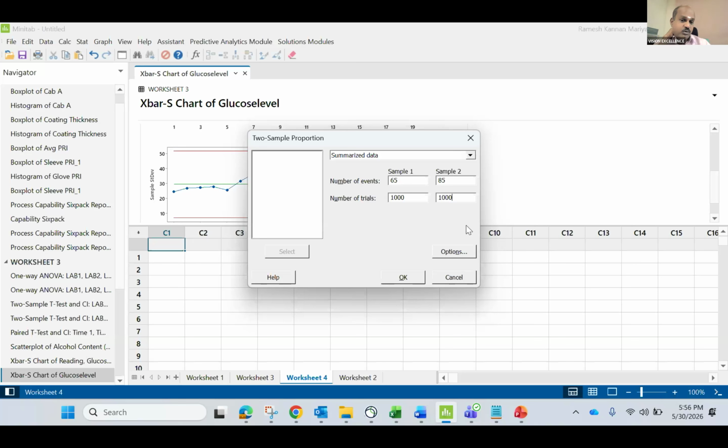So 85 out of 1,000 right now, the p value is not really supporting, isn't it? Right. So go to options and do the procedure. See, this is a standard practice. We call it the statistical approach.